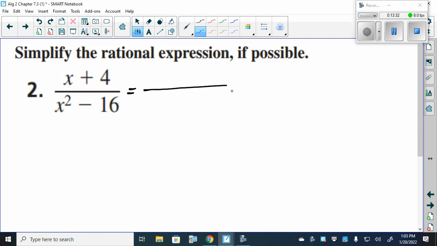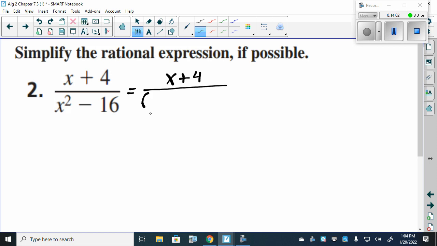x plus 4 over x squared minus 16. Can we factor x plus 4? No, because if we look at the degree of the numerator, it's 1, because x is the biggest variable we have, and there's not a greatest common factor between x and 4, so there's nothing we can do with it, because it's as simplified as it gets.